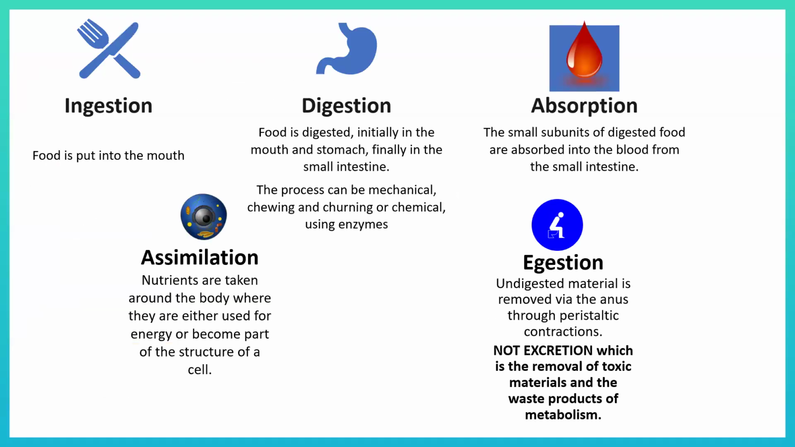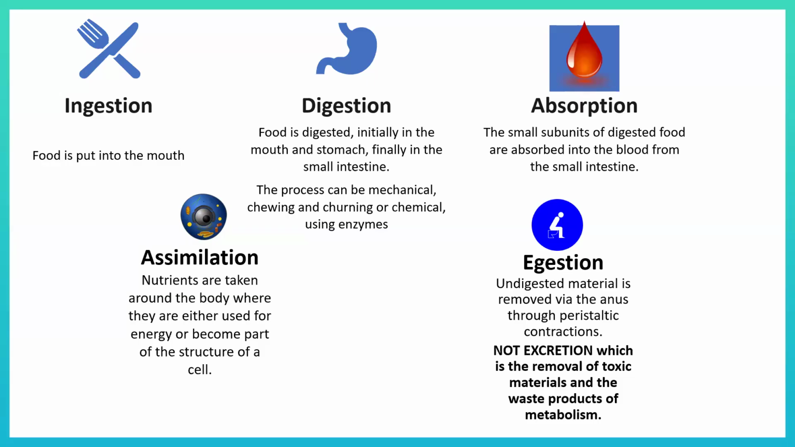Okay, so a quick summary of the process. We have ingestion, which is where we put the food in the mouth. We have digestion, which is breaking down the food into smaller soluble subunits. Soluble so that it can get moved across the small intestine. So food is digested initially in the mouth and then the stomach and then finally the small intestine. The process can be mechanical, such as chewing or the churning in the stomach, or chemical using enzymes.